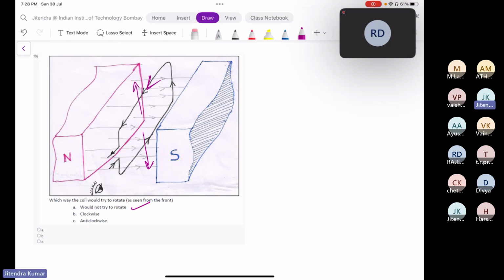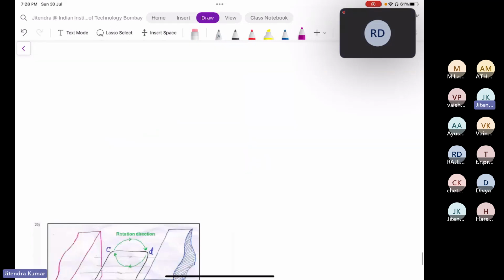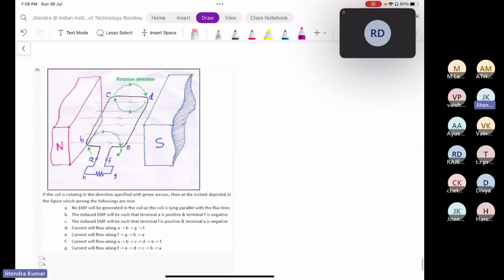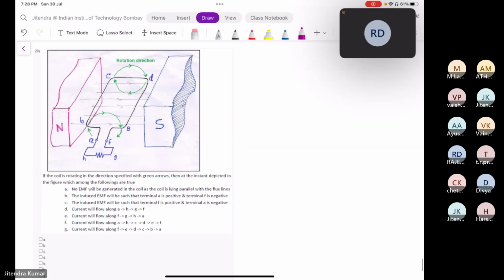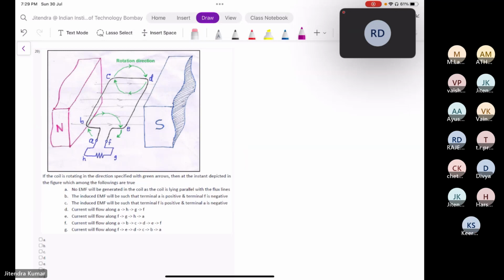Any doubt related to this? No, sir. Okay, so if not, then I'm moving towards the last problem. Read this question and keep your answers with you, and I will take a 2 minute break, okay? And I will come back in 2 minutes.